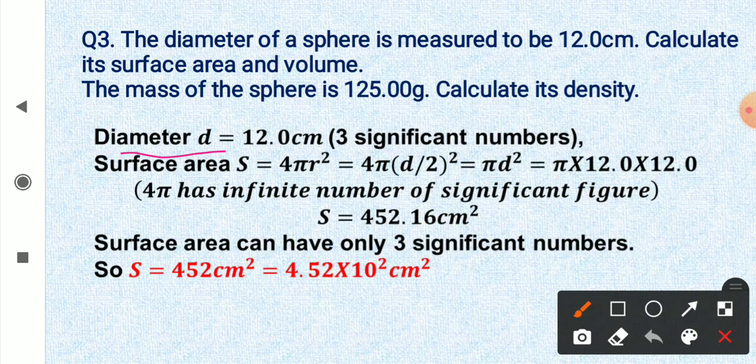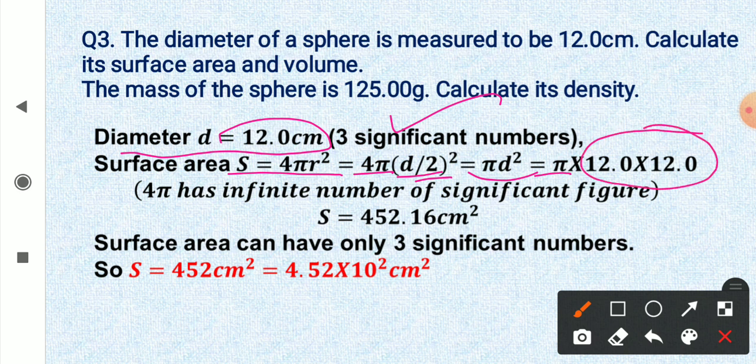So, what is given is diameter 12.0 centimeter, which has 3 significant figures, and the surface area of a sphere is 4 pi r square. So I can write it as 4 pi, and r is d by 2, and when you simplify you get pi d square. So pi here and d square is 12.0 into 12.0, and as I told you, exact numbers and constants have infinite significant figures. So 4 pi has infinite significant figures, so we do not have to worry about it.